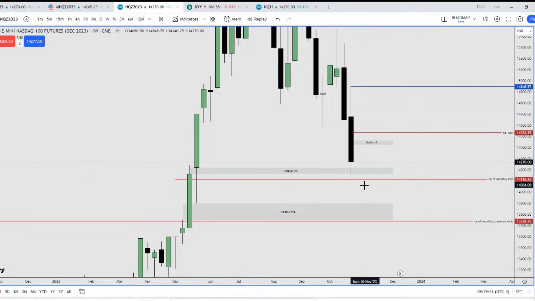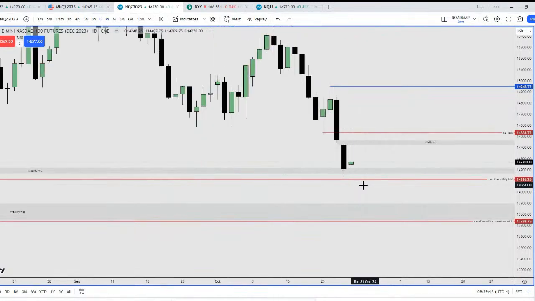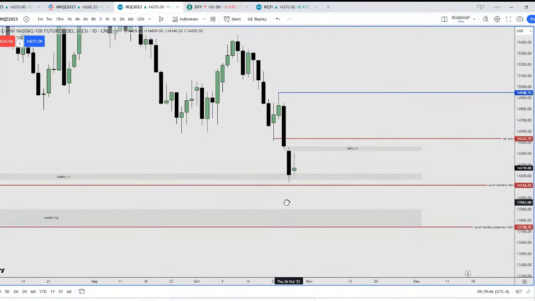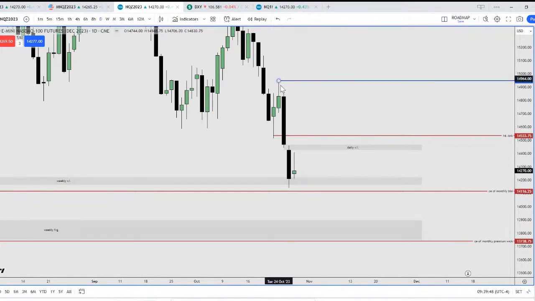Next, on the daily chart, my only interest would be this swing high, these two up close candles, and this daily volume imbalance. I am thinking that we're going to attack this volume imbalance sometime in the week, even though I am anticipating a continuation lower.